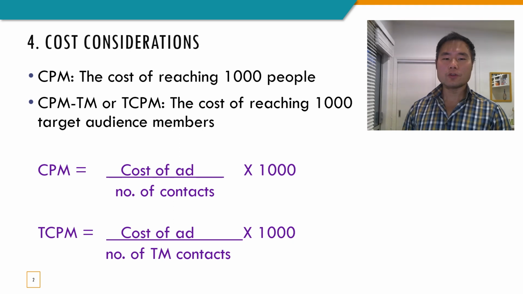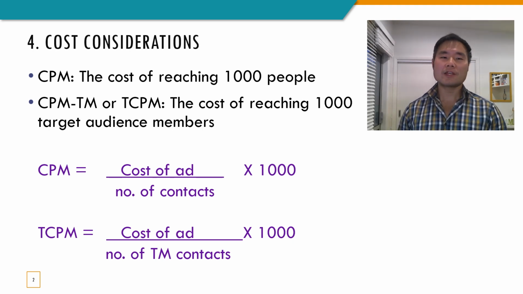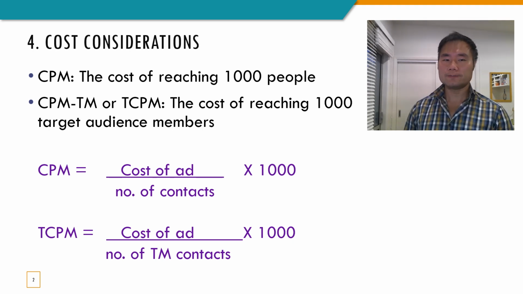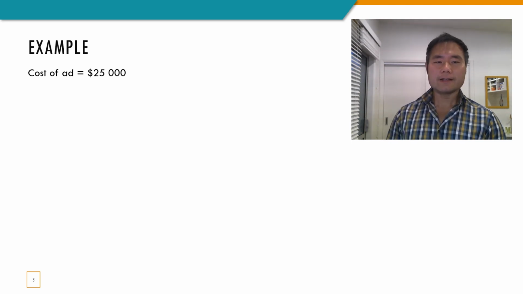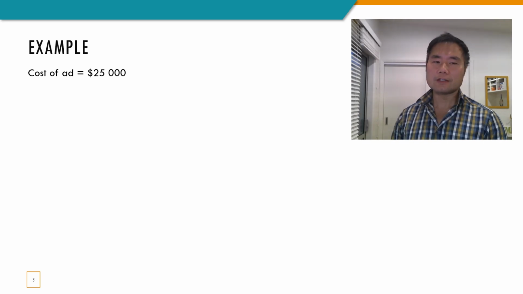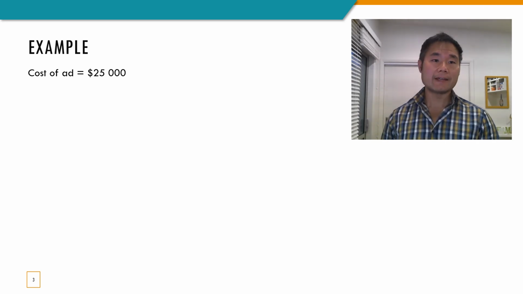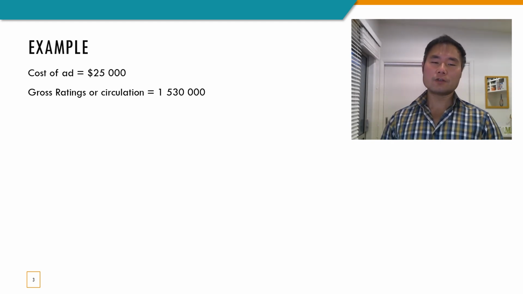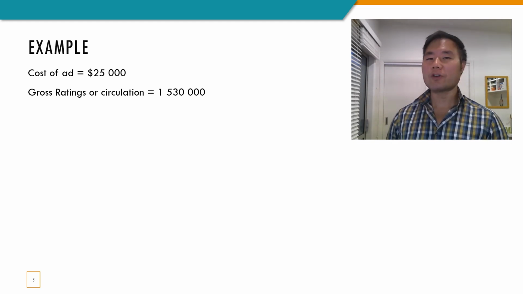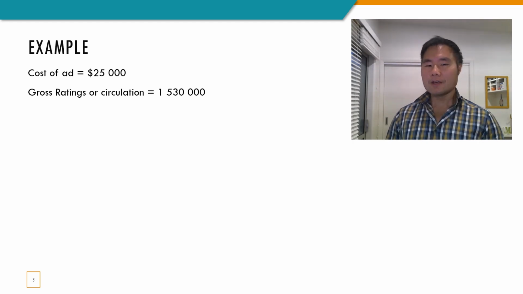And so even though the formula looks the same, we'll use the example of a magazine ad in the next slide to show you how the two numbers can actually end up being quite different. So here's the example of a magazine ad. Let's say it costs the company or the agency $25,000 to place an ad in a magazine. And let's say the subscription rate or the gross ratings of that magazine is 1.53 million people, right? So that means this is a magazine that has 1.53 million people subscribing to it.